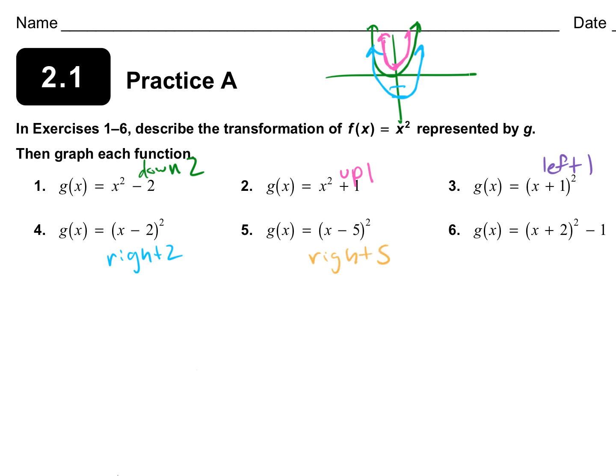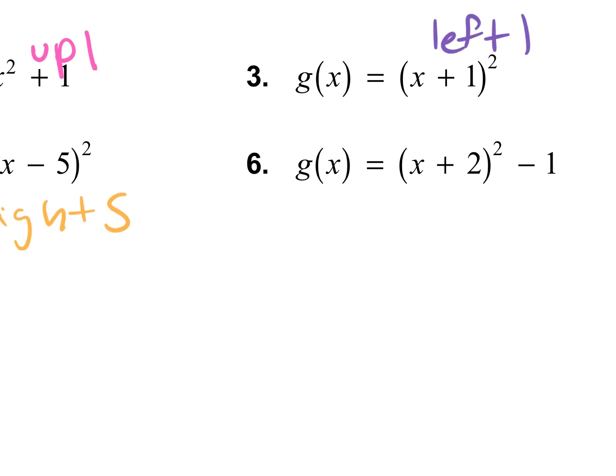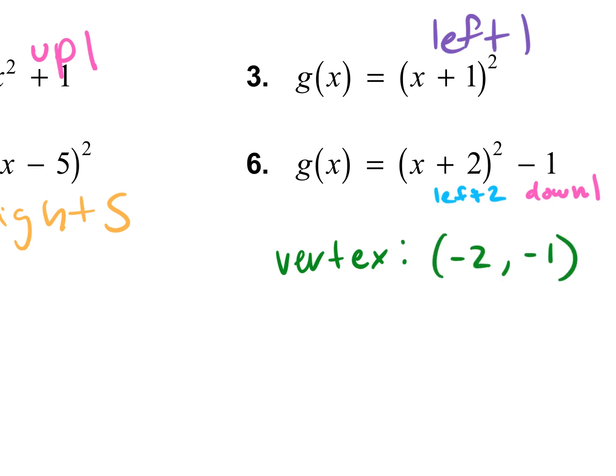And then 6, we have 2 transformations happening. So if I add 2 on the inside, I'm going to the left 2 and down 1. Awesome. For a question like number 6, if it asks me for the vertex, what would our vertex be here? -2, -1. Awesome. Remember, it's what we're adding on the inside, but we always have to flip the sign of the h and what we're adding on the outside.